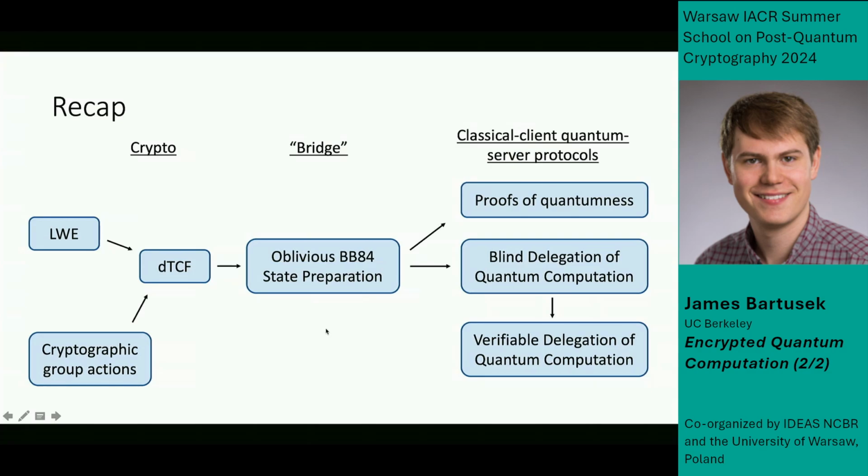Okay. And yeah, philosophically, what is this oblivious state preparation? It's really what it's allowing the client to do is to prepare a state on the server's system that is in one of two different bases, and the server doesn't know which basis that state is in. So one way to think about that is that all the client has to do is establish an instance of the uncertainty principle on the quantum server's system.